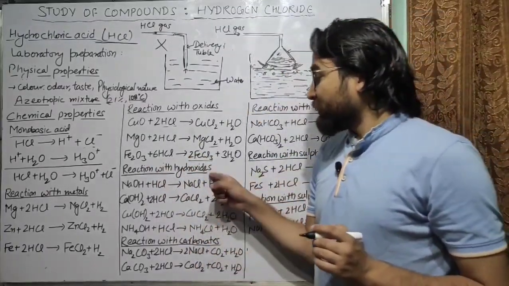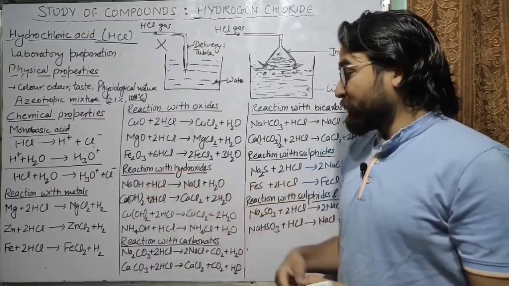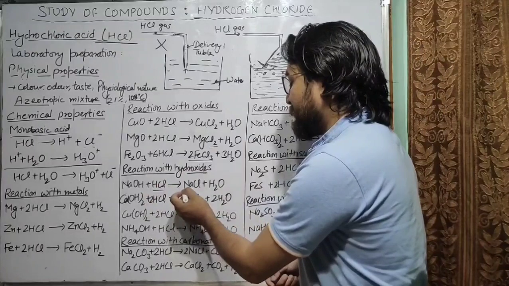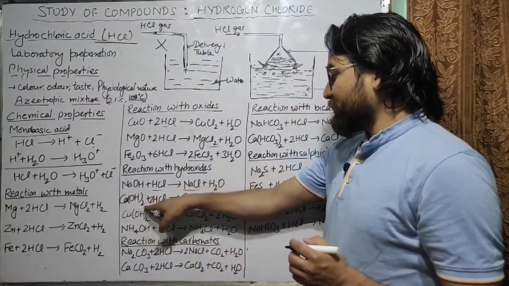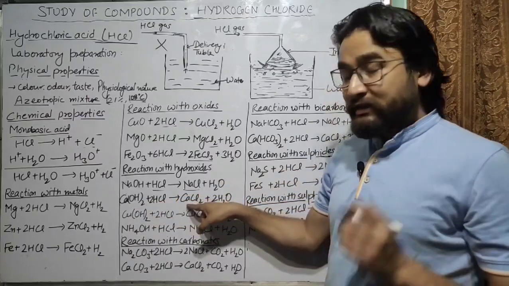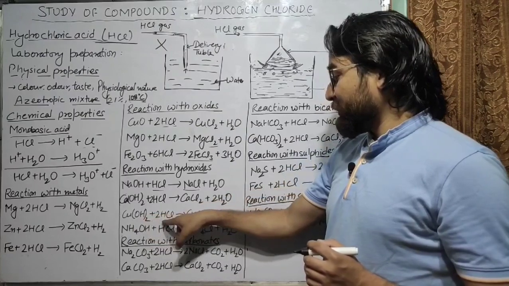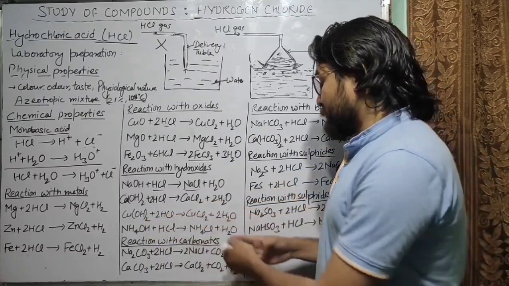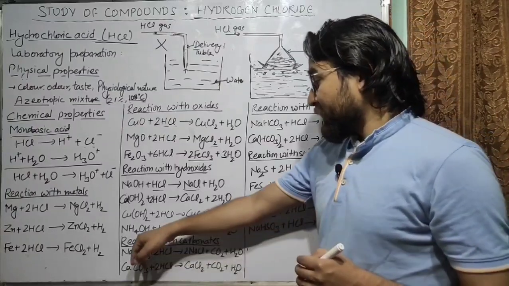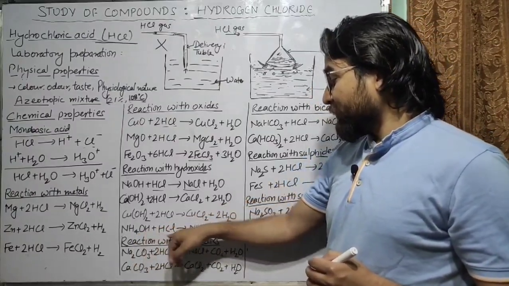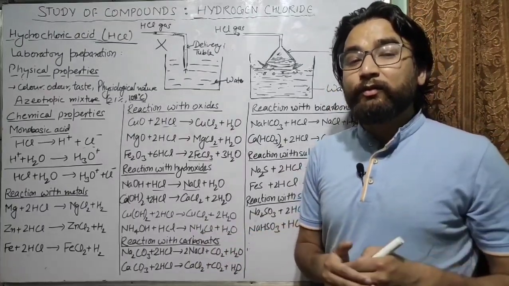Now if we talk about reaction with hydroxides, with metal hydroxides HCl will form corresponding metal chlorides and water. Similarly, Ca(OH)2 with HCl will form calcium chloride and water, cupric hydroxide with HCl will form CuCl2, that is copper chloride or copper(II) chloride. Then ammonium hydroxide will form ammonium chloride and water. So you can see the corresponding chloride will be formed.